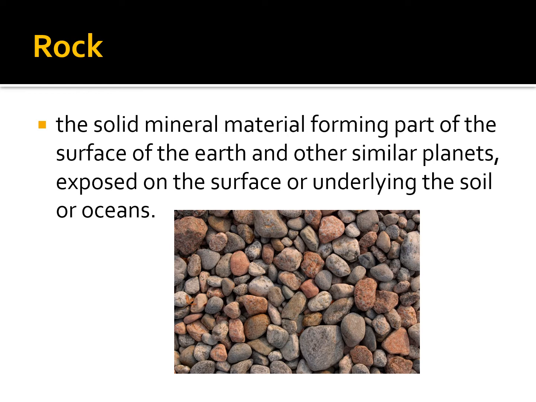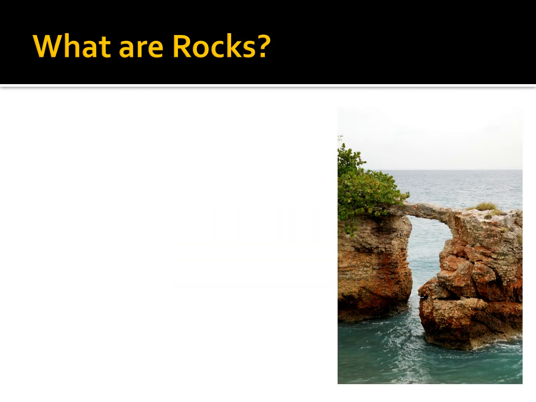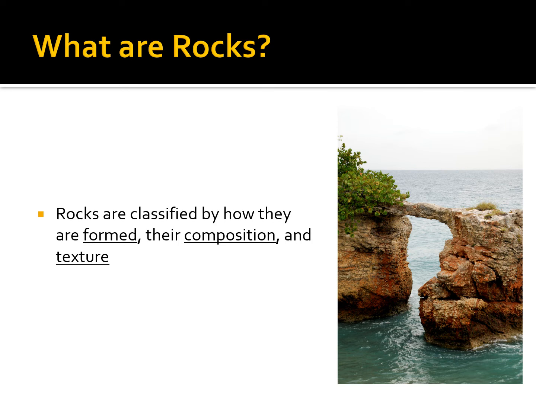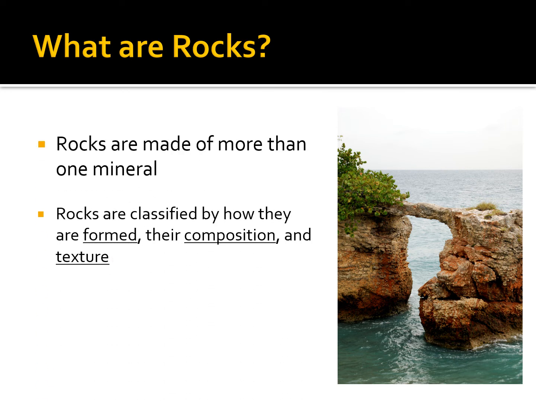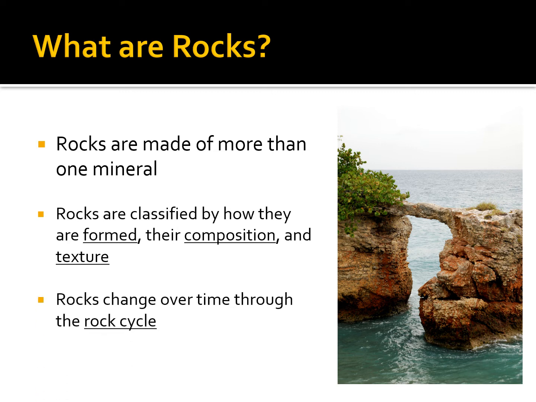So what are rocks? They are the solid mineral material forming part of the surface of the Earth and other similar planets, exposed on the surface or underlying the soil or ocean. Rocks can be made of more than one mineral. We can classify rocks by how they are formed, by their composition, or what they are made of. And we can classify them based off of texture.